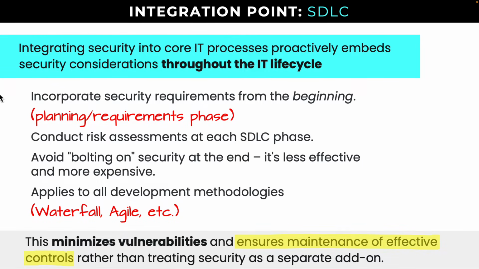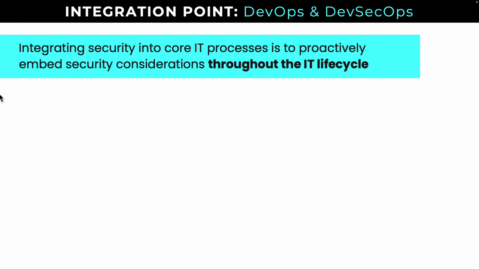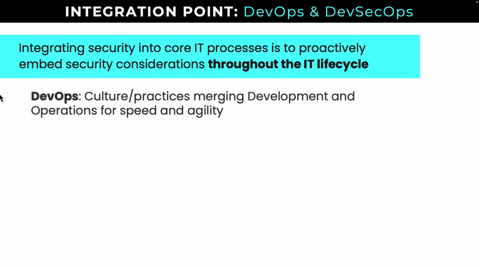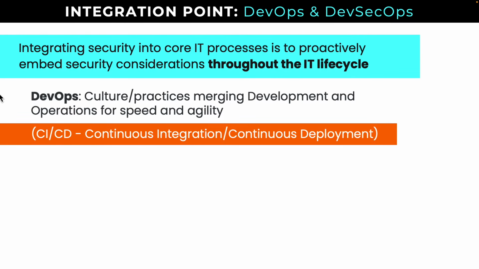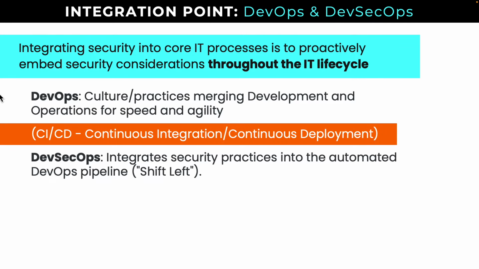So let's talk through a few of these integration points. For example, in DevOps and DevSecOps, we want to build a culture where we merge development and operations for speed and agility, and that means we're going to embed security in our CI/CD process. And that's where we see that term DevSecOps. That integrates security practices into that DevOps pipeline.